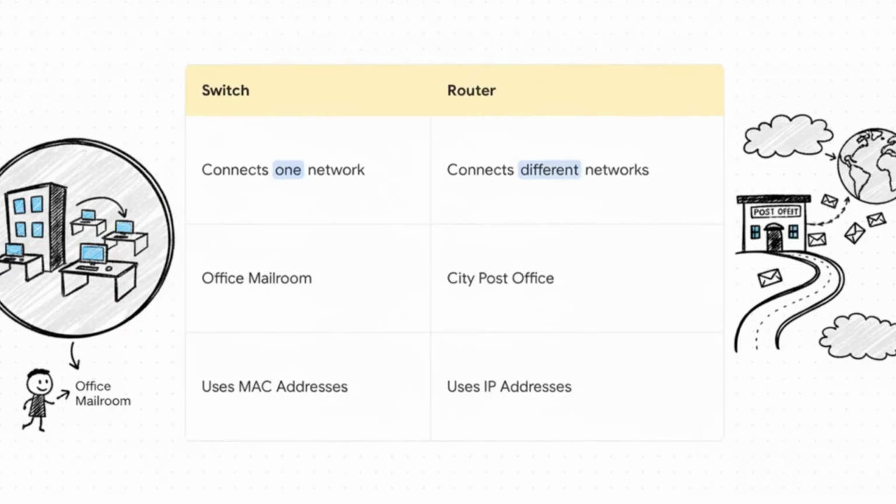And this is a really important difference to get. A switch only handles local traffic, just like that mailroom clerk who only delivers mail inside their own building. But your click isn't for someone else in your office. It needs to go out into the wider world. And for that, it has to be handed off to the city's main post office of the network.